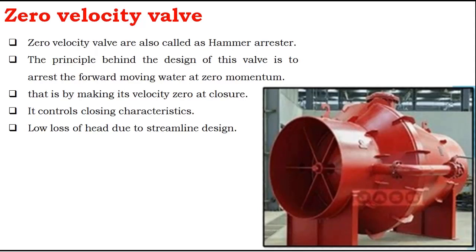Therefore we need to reduce that momentum to zero. How to reduce the momentum to zero? By making that velocity zero. Therefore we need to use some valve. Those valves are called zero velocity valves. These zero velocity valves will reduce the velocity of the water gradually to zero, so that the momentum is made zero, and the damage by water hammer can be controlled.